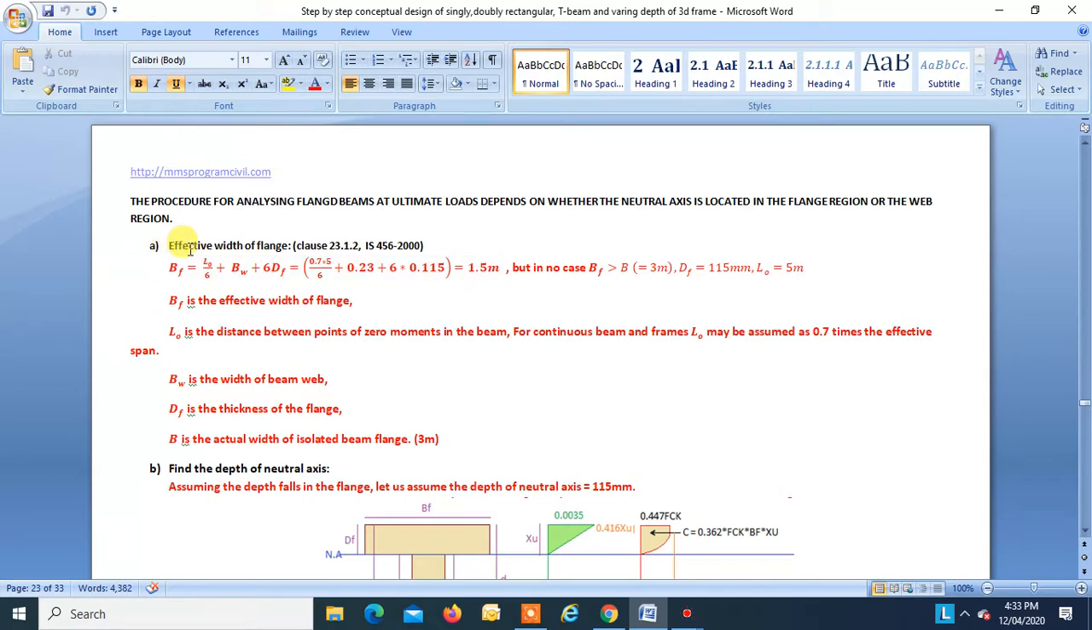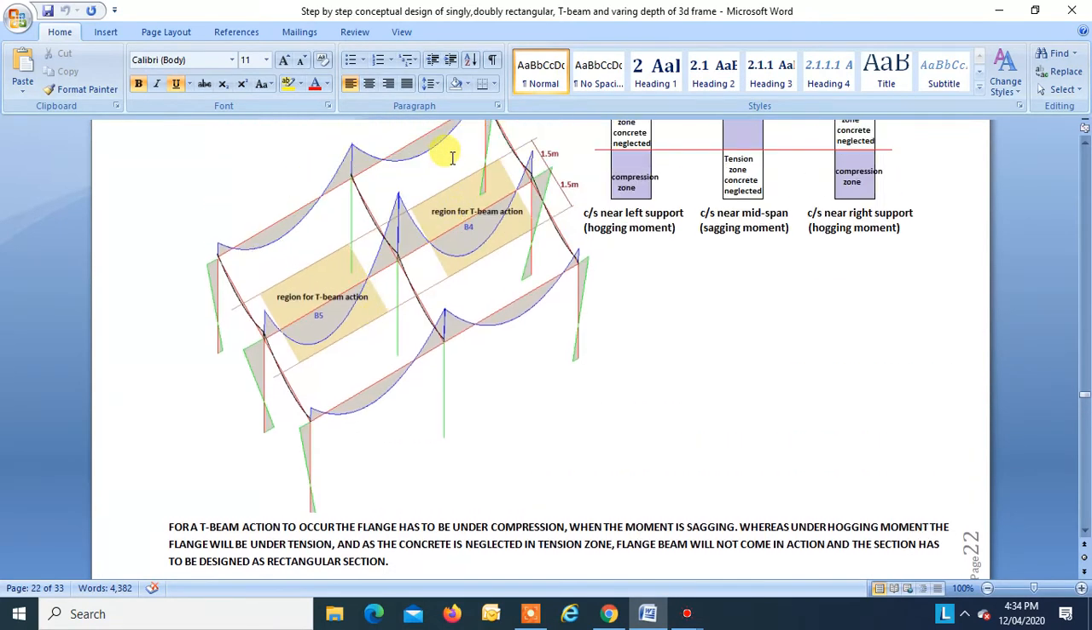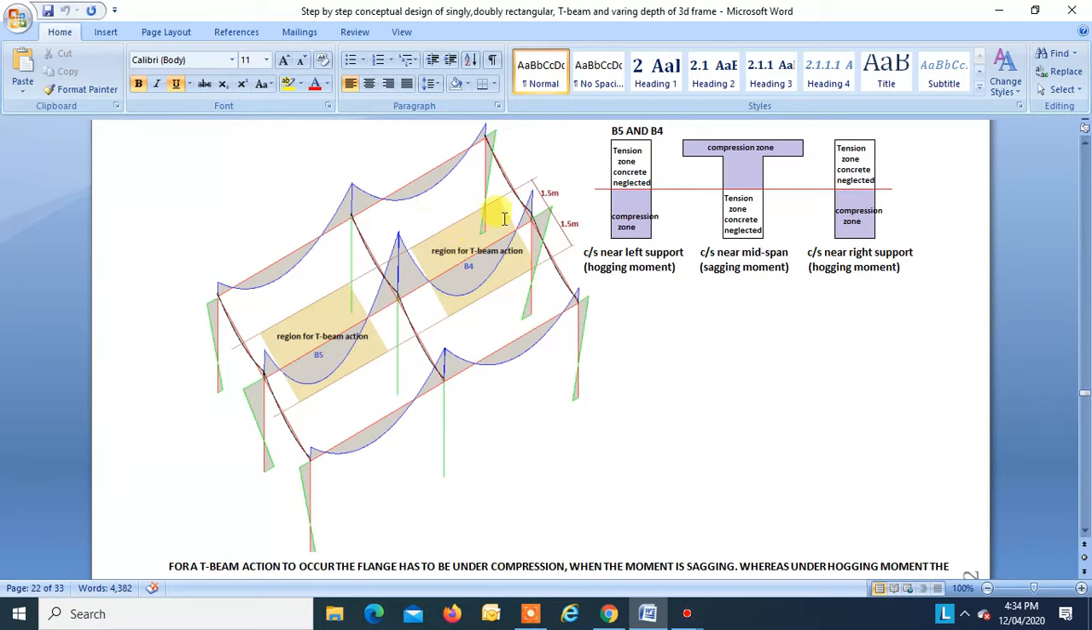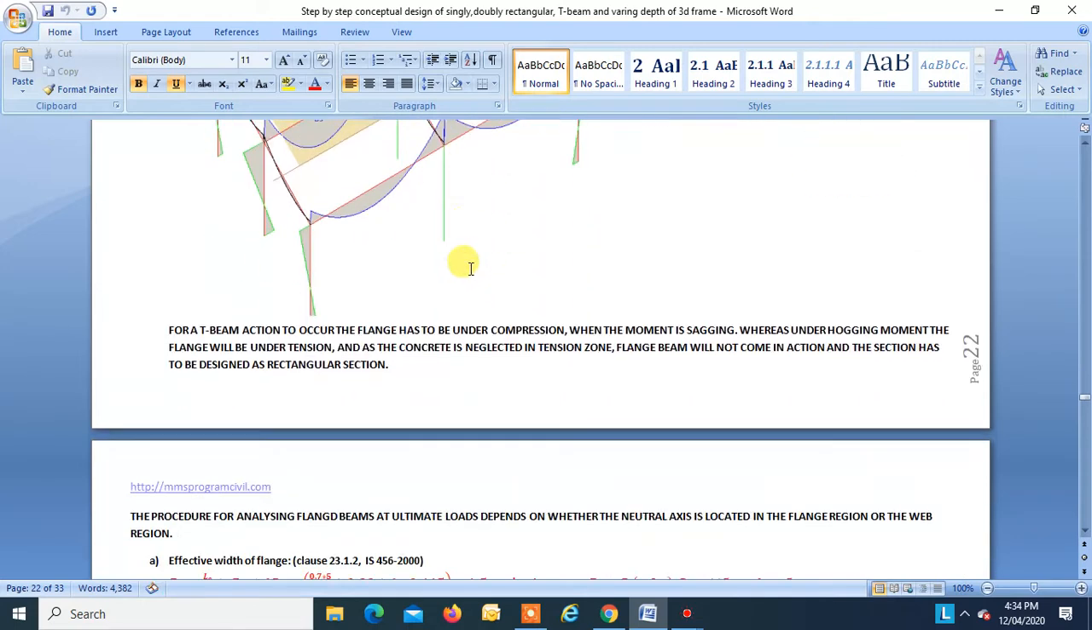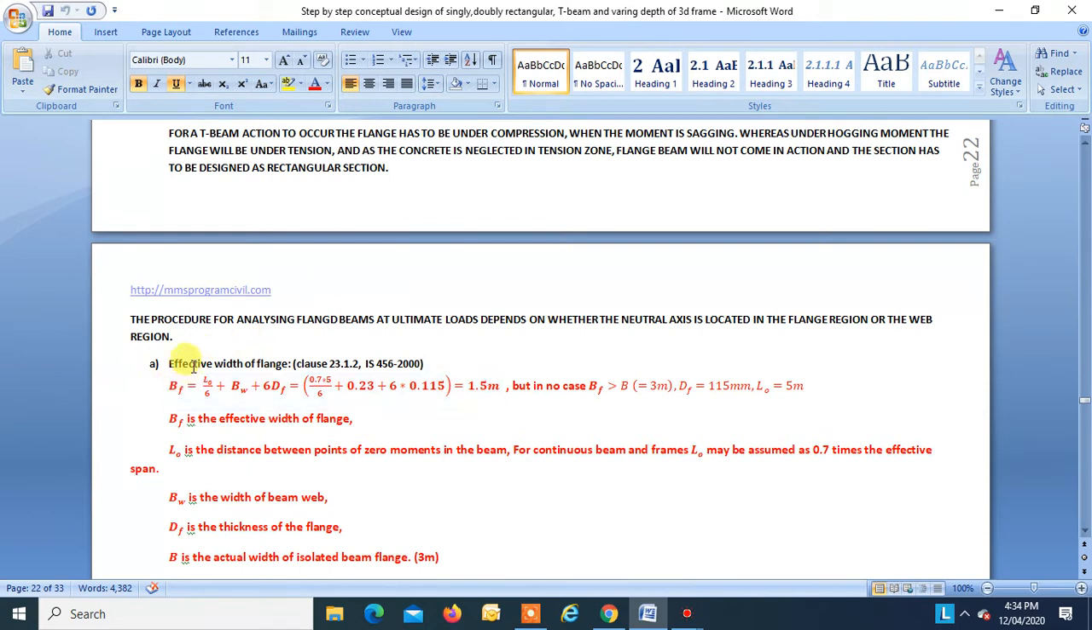So first you have to find the effective width of the flange, clause 23.1.2 IS 456-2000. Okay, over here we can see this is 3 meters, half of that is 1.5 meters. This is 3 meters, half of that is 1.5 meters. So the width of the flange is B, that is 3 meters, right? Okay. So we have to take the least of this B or BF, okay. The least of these two has to be taken as the width of flange. So BF is given as L0/6 plus BW plus 6 into DF.